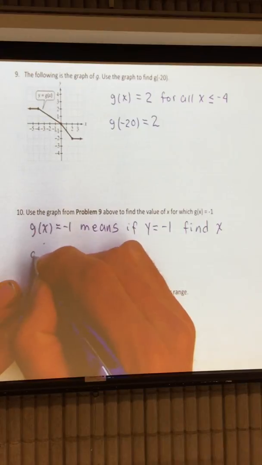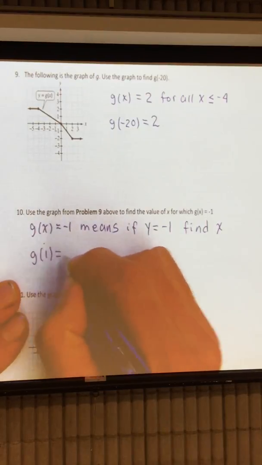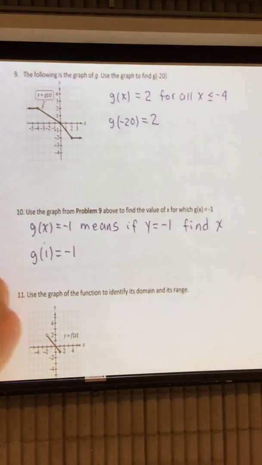So here, x is equal to 1. g of 1 is negative 1. The x value is 1. That makes g of x negative 1.